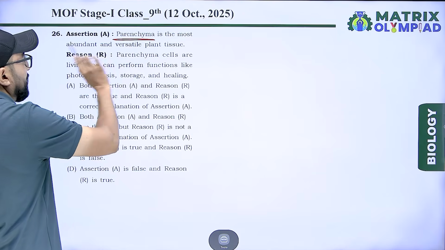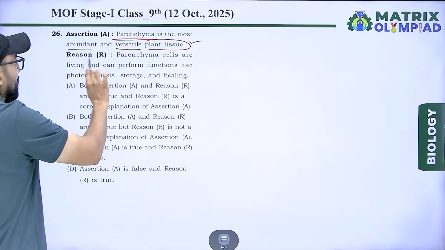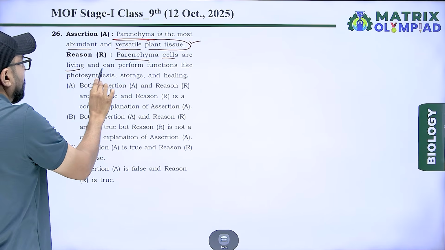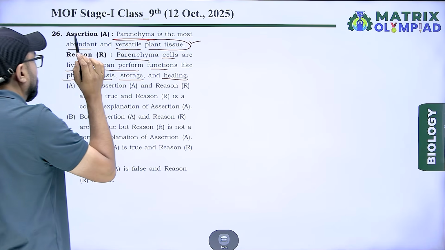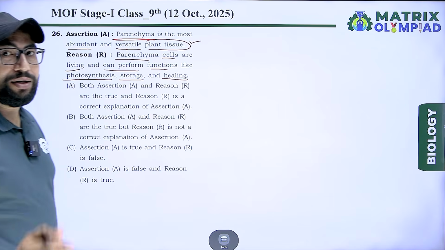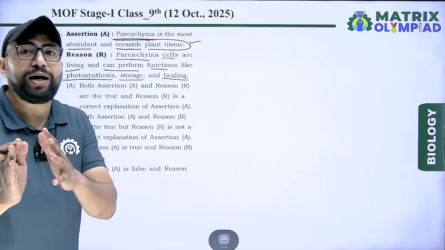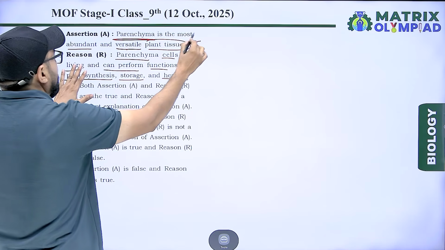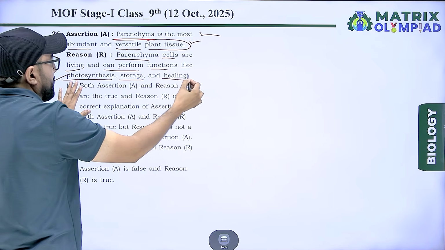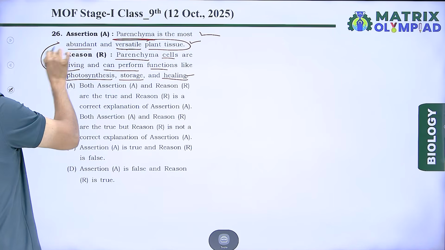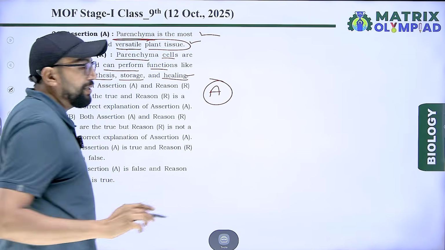Simple cell. Parenchyma is the most abundant and versatile plant tissue. Parenchyma cells are living and can perform functions like photosynthesis, storage, and healing. These are the assertion and reason. In this statement, both assertion and reason are true because parenchyma is the most abundant. The reason says they perform photosynthesis, storage, and healing. This is a correct explanation of the assertion. So, option A is correct for this question.